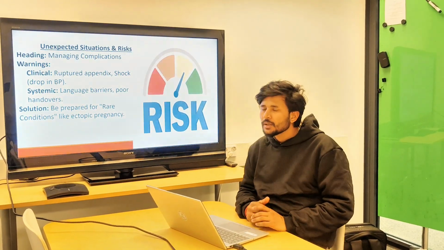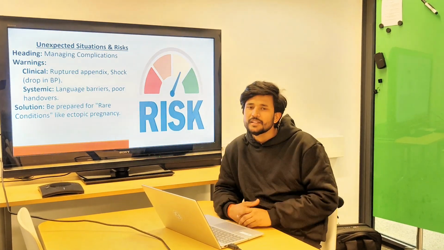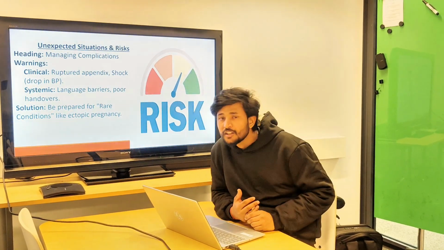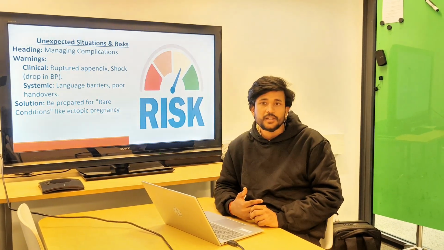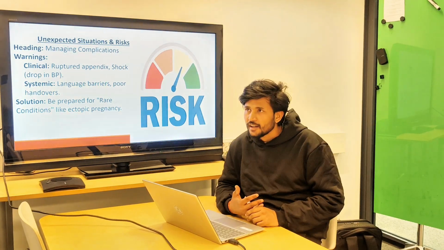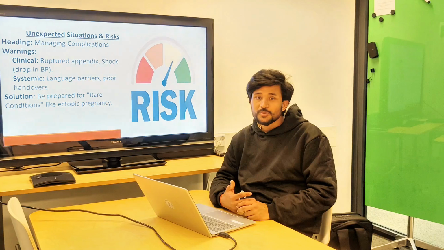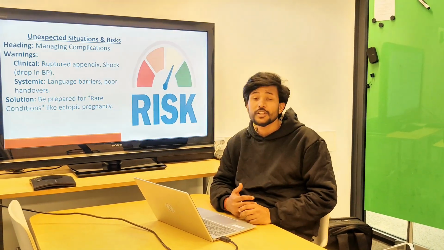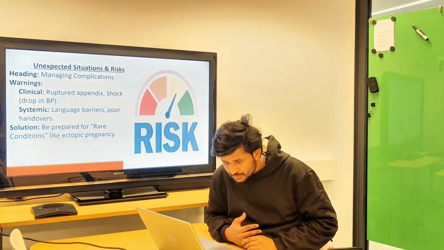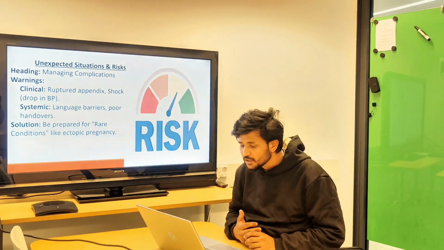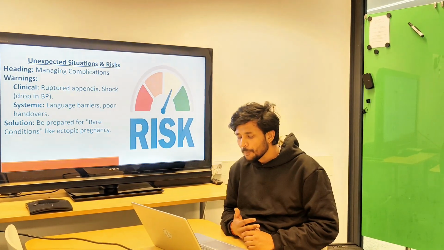In some cases, Finland has a lot of patients who don't speak English, but most of the students come from Asia or other countries, so it is not possible to speak Finnish within 5 or 6 months. So this is one barrier. And what is the solution for this problem? The solution is to be prepared for rare conditions like ectopic pregnancy.